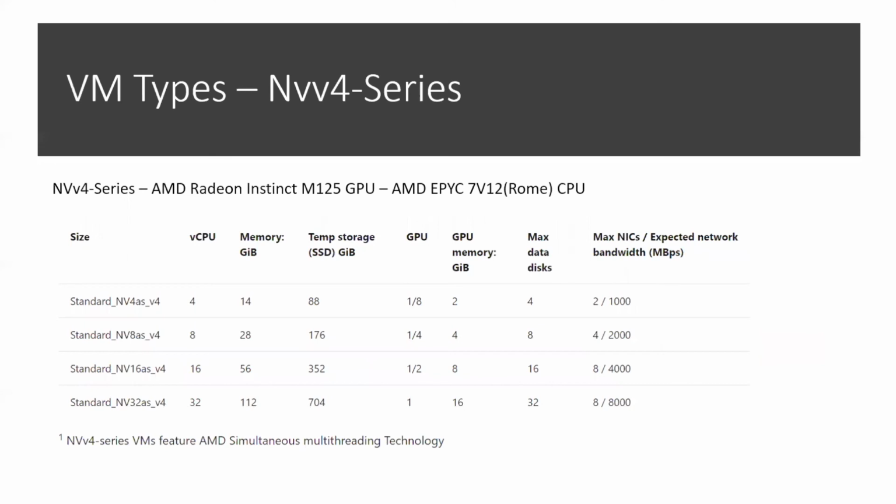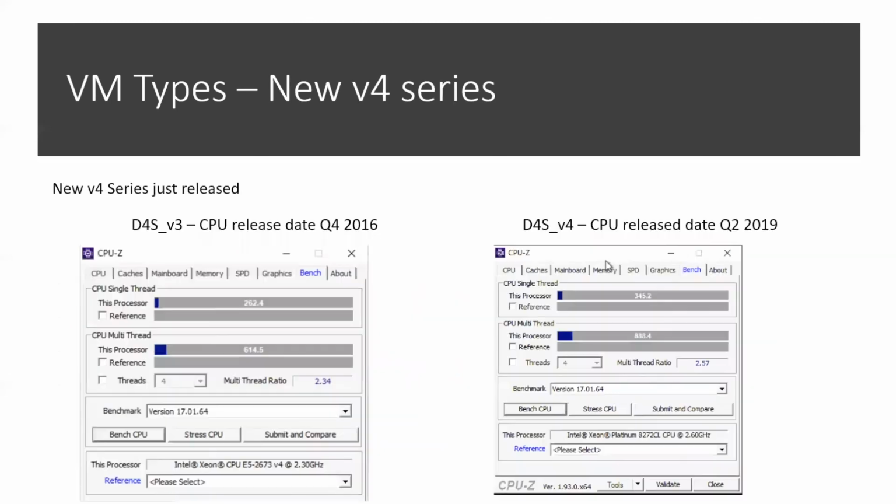Good tip for you. So if you want a GPU in your environment, we've got the new NVv4 series. So they've got an AMD GPU. You can get these in much lower specs compared to the NVIDIAs. So the lowest one is 4 CPU and 14 gigs of RAM. And that's a similar cost to a D series. So check out if you need a GPU capability.